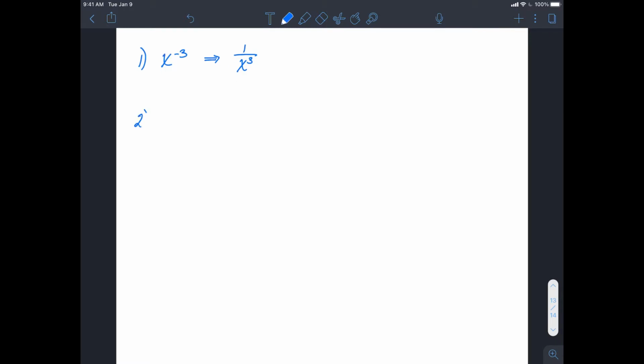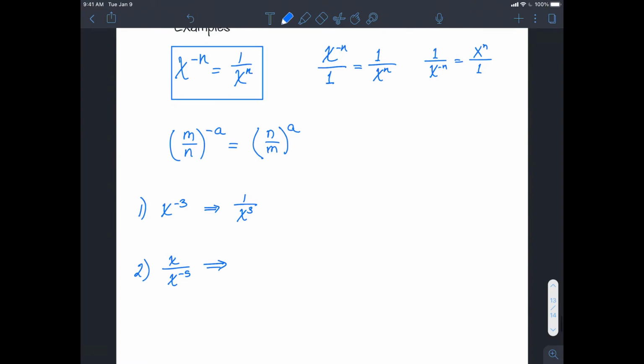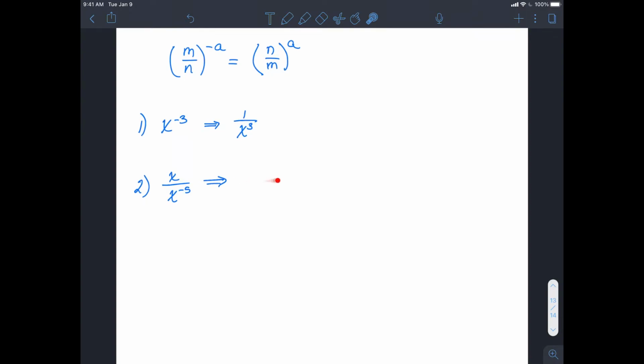Next, let's take a look at this one. x over x to the negative 5. Now, we saw in the previous property that when we have something to a negative exponent in the denominator, that's equivalent to something to the same positive exponent in the numerator. So this would be equivalent to x times x to the fifth over 1, which is the same thing as x times x to the fifth, which is x to the sixth, over 1, which is just x to the sixth.